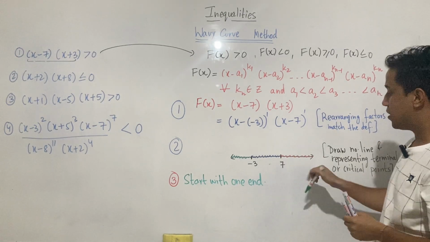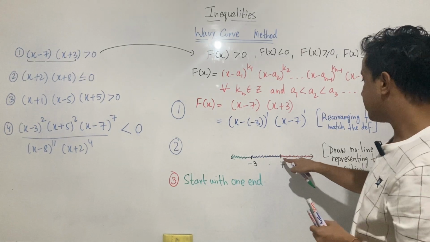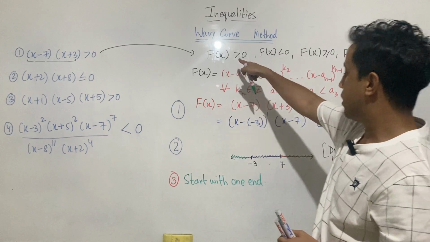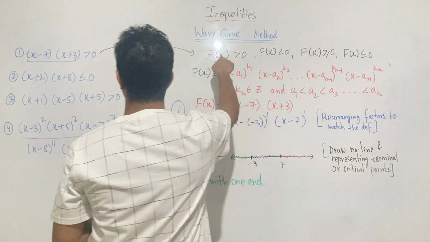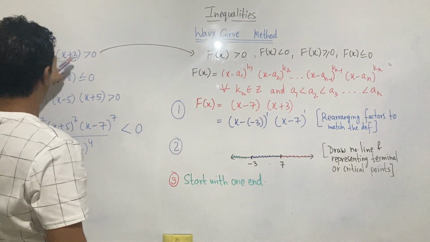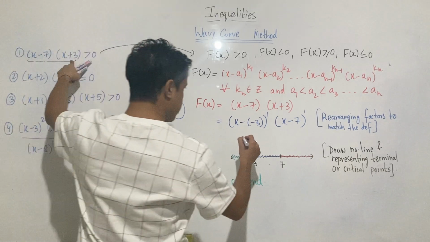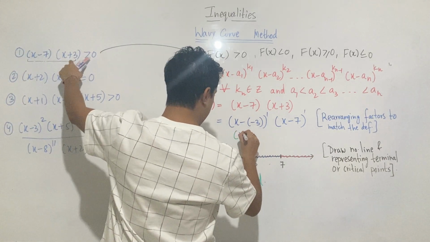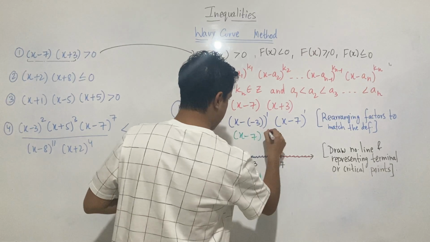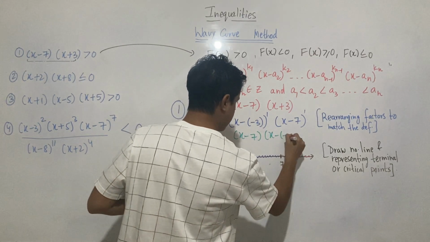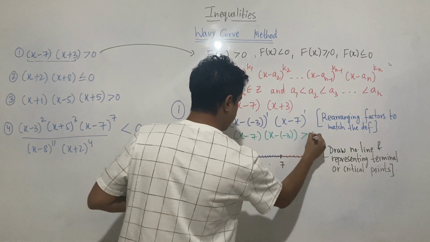See here, what does this interval represent? Now see here, my function says x minus 7, x plus 3, that is, x minus 7 and x minus of minus 3, it is greater than 0.